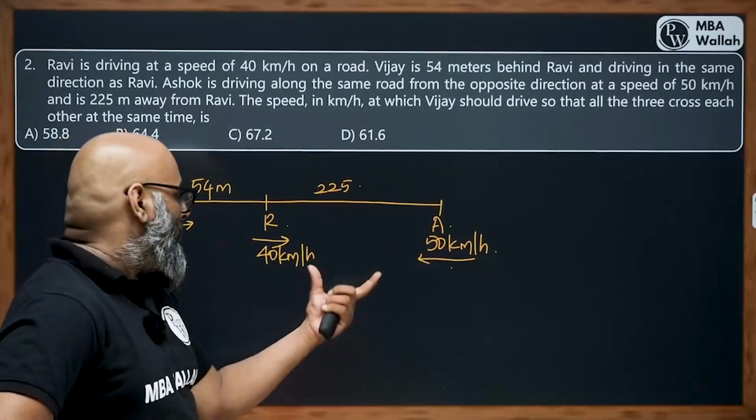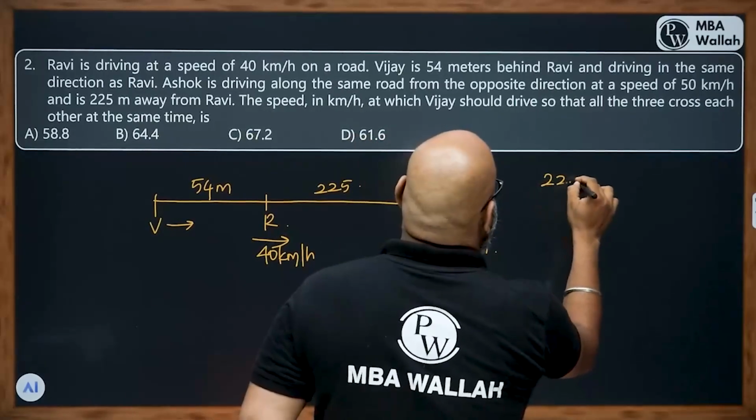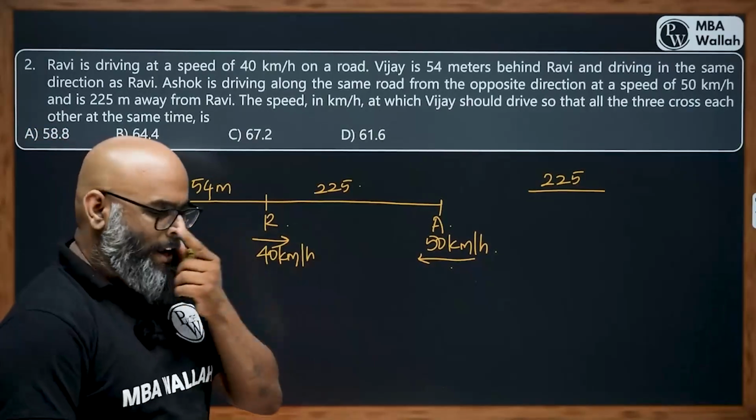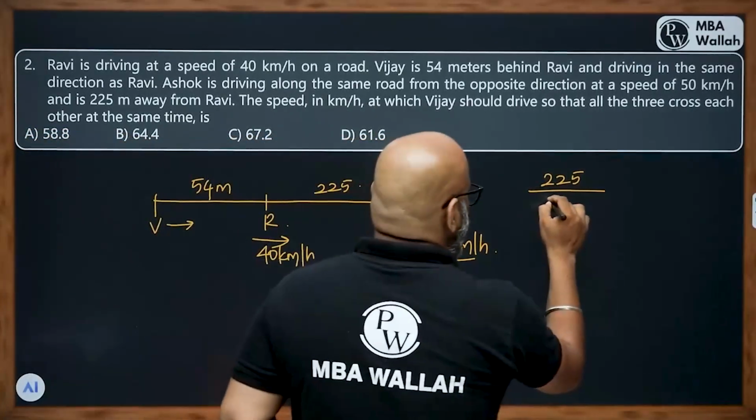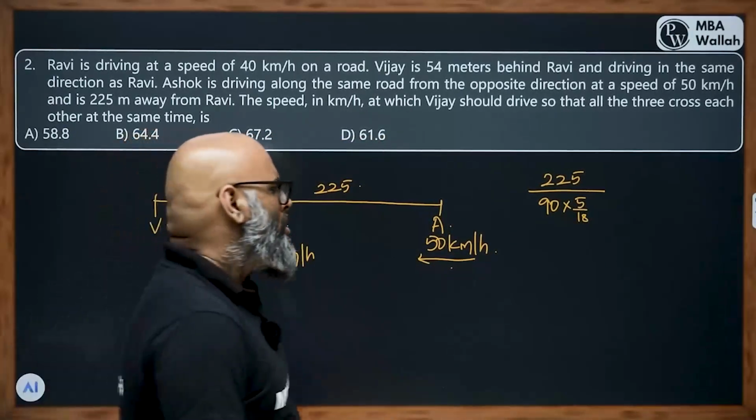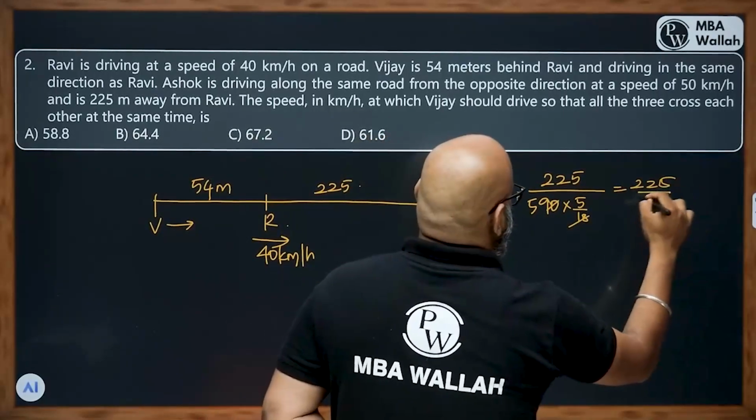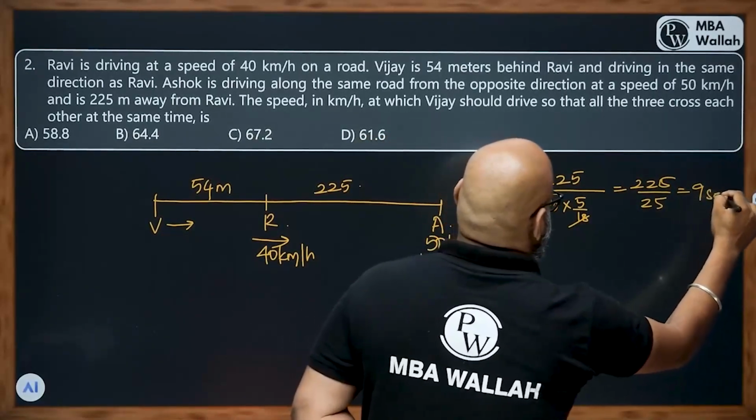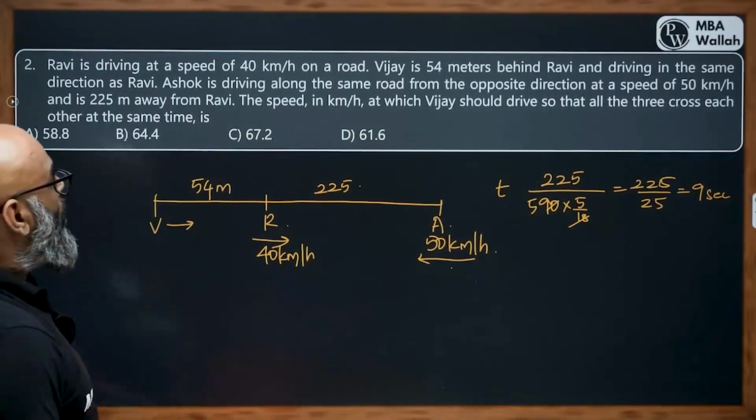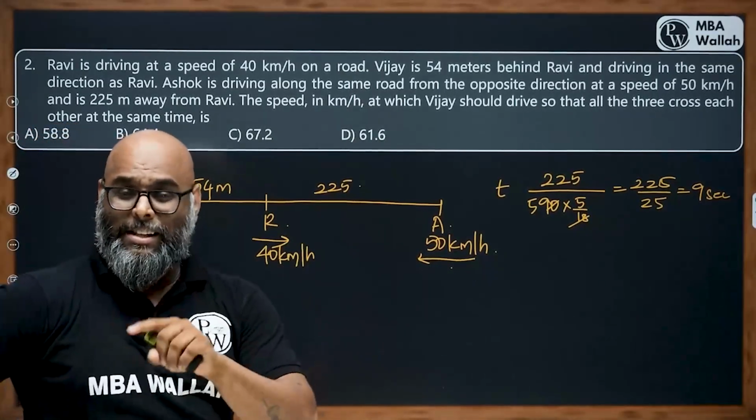To do that, I want to know the time taken by R and A to meet. So the time taken by R and A to meet would be distance divided by relative speed. Relative speed here happens to be 40 and 50. Sum of 40 and 50 is 90, but into 5 by 18 because 225 is in meters. Time taken will be 225 by 25. That will be 9 seconds. So Ravi and Ashok will meet in 9 seconds. And I want Vijay to reach the destination in the same 9 seconds.